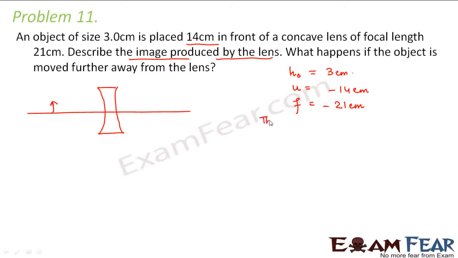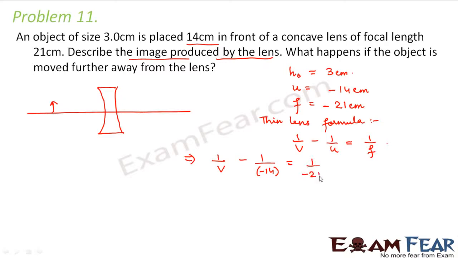Now applying the thin lens formula. Why are we applying the thin lens formula here? Because the problem doesn't talk about the radius of curvature of both the spherical surfaces. Since it is not talking about the radius of curvature, that means it is assuming that the lens is thin enough to ignore the different values of the radii of curvature. So we will apply the thin lens formula, which is 1 by V minus 1 by U is equal to 1 by F. With the help of this formula, we can say 1 by V minus 1 by minus 14 is equal to 1 by minus 21.